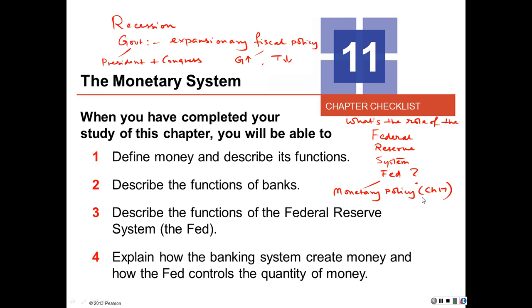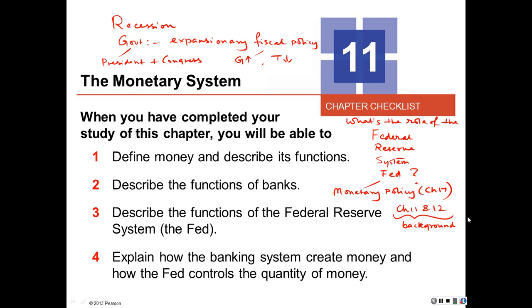Now in this chapter, chapter 11 and 12 provide us with the background that we need to understand monetary policy. So that's what we're going to be doing now in the next couple of weeks. Okay? We're going to study the necessary background so as to be able to understand how the Fed works. Okay? So what is this chapter about? In this chapter we study the monetary system, and here are the objectives of this chapter.